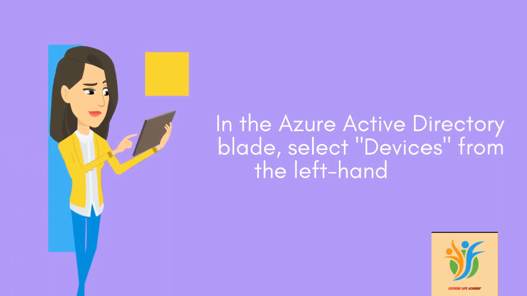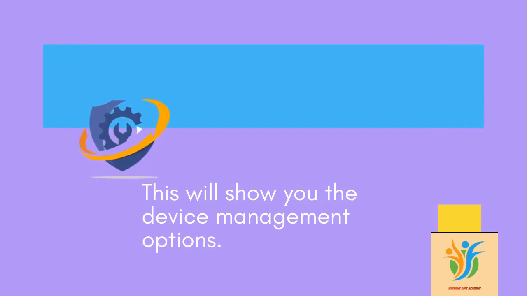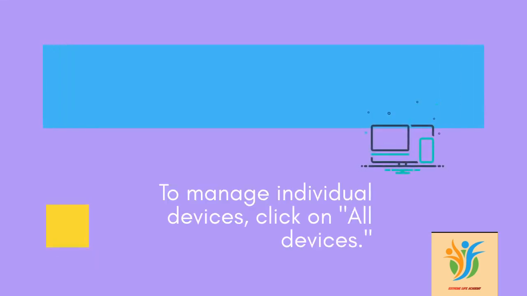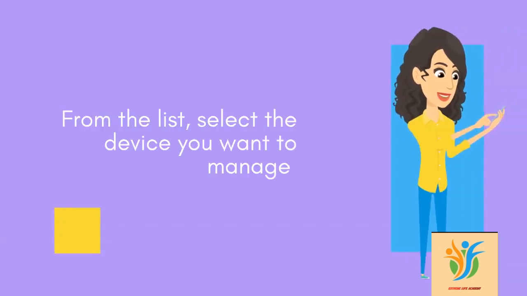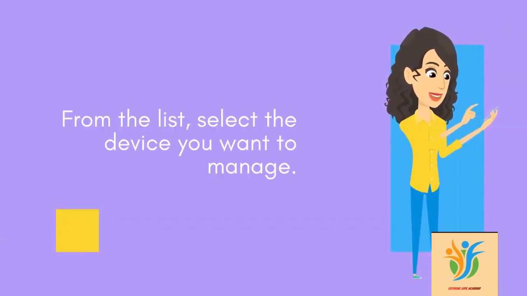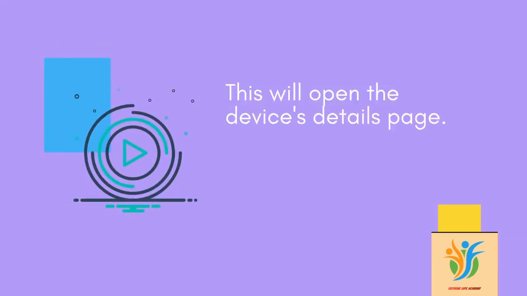In the Azure Active Directory blade, select Devices from the left-hand side menu. This will show you the device management options. To manage individual devices, click on All Devices. You will see a list of all devices registered in your Azure AD. From the list, select the device you want to manage. This will open the Devices Details page.